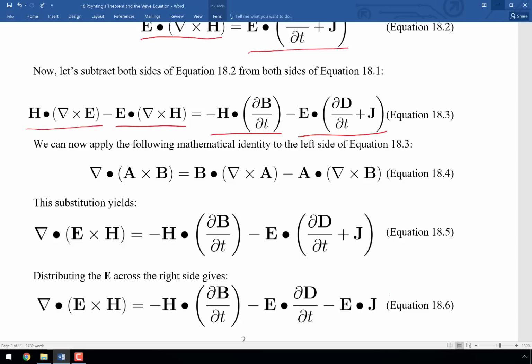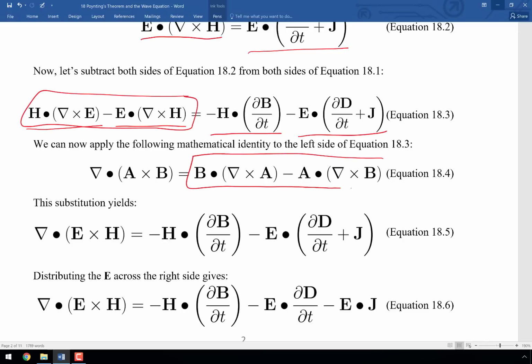Notice how similar this portion of the equation is to this portion of the equation here. In both cases, we have a dot product of a vector with a curl minus a dot product of a vector with a curl. I can identify that B is equal to H and A is equal to E. So when I'm working with those variables, then I can use that. What I can do then is, since these are equal to each other, I'm going to replace the left-hand side with the left-hand side.